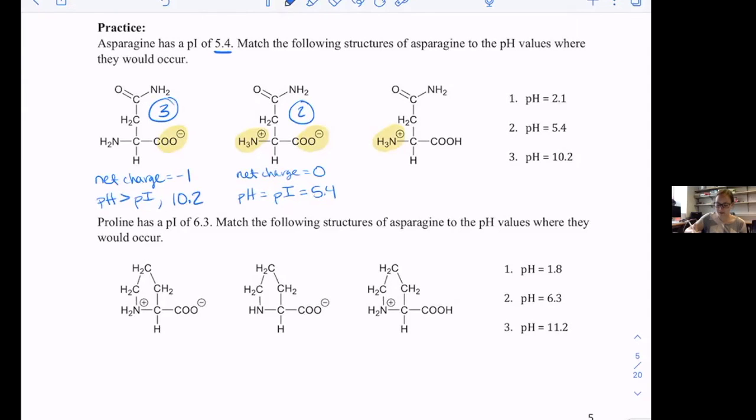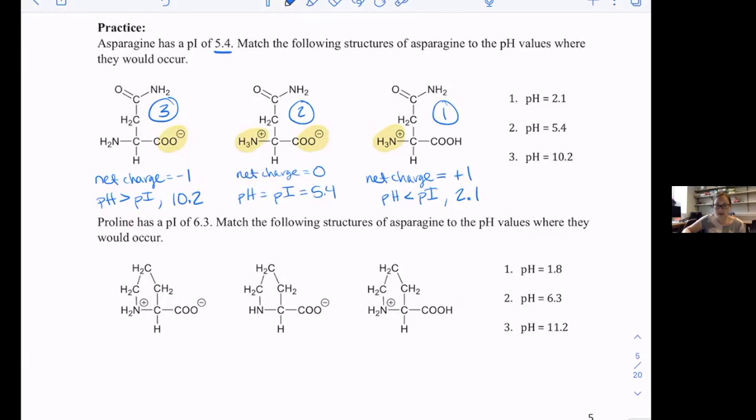Okay, and then our last one, we're going to look at our overall net charge. So we highlighted them all. We have one charge in the molecule and it's +1. So that means we're in an acidic environment. We have a positive charge overall. So pH is less than pI. So that means we have to have 2.1 as our pH. So this is going to be a pH match with number 1.